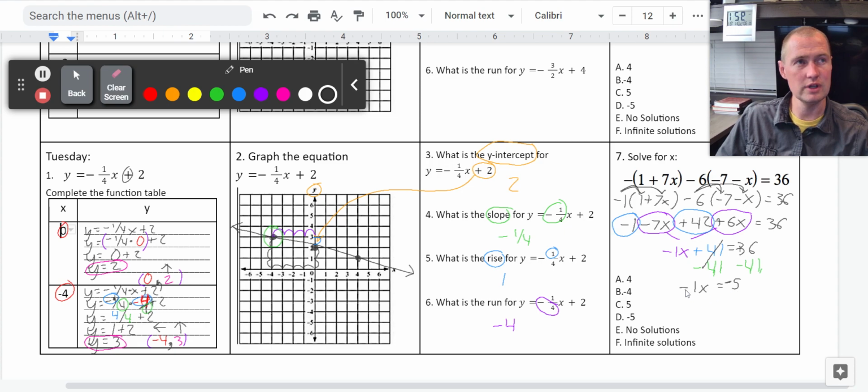Last step, we're trying to get x by itself, so I need to divide by negative 1 both sides. Divide by negative 1. Negatives cancel out. 1's cancel out. X equals, negatives cancel out, negative 5 divided by negative 1 is going to be positive 5. So therefore, my final answer here is going to be C for kitty cat.